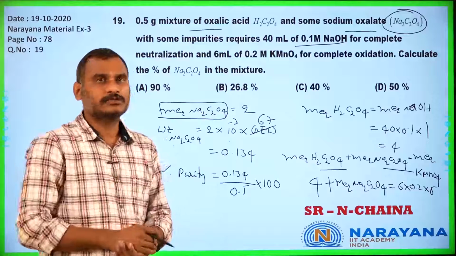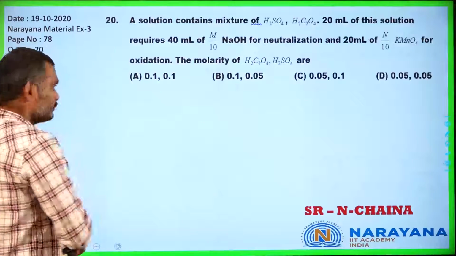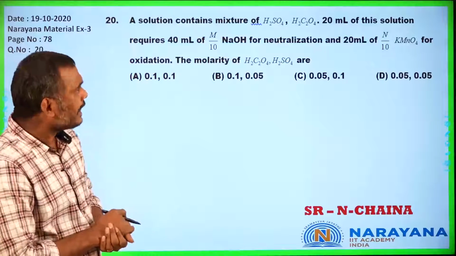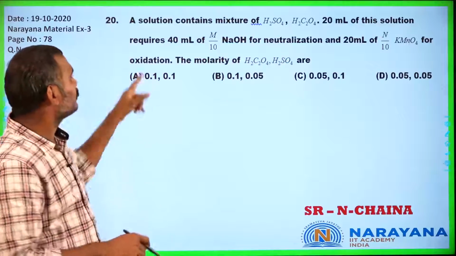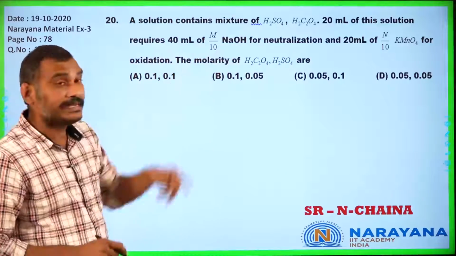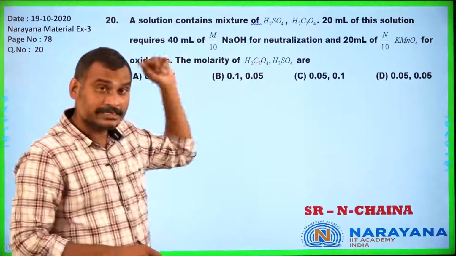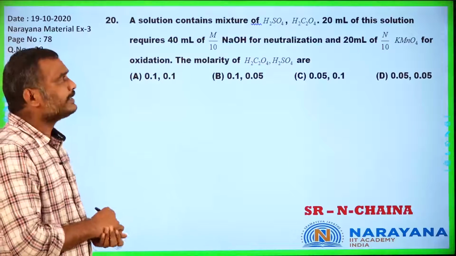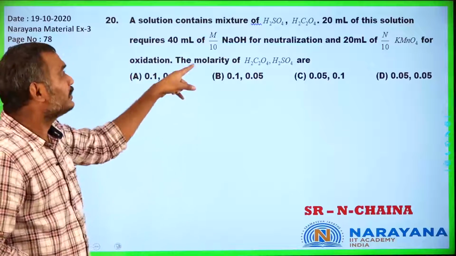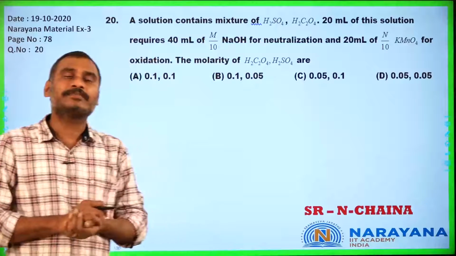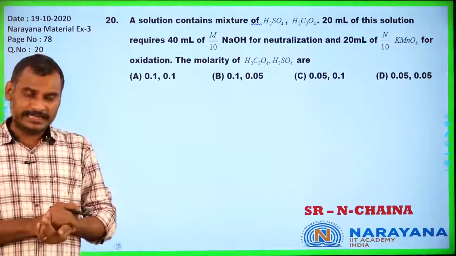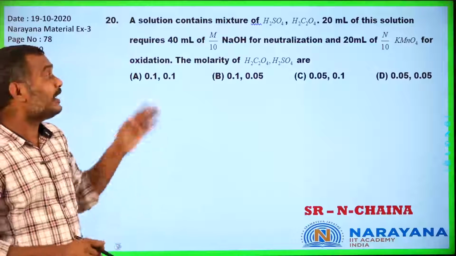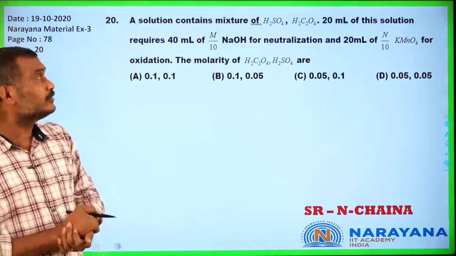Okay. Now you go for the next question, student. A solution contains a mixture of H2SO4 and H2C2O4. 20 ml of this solution requires 40 ml of M by 10 NaOH for neutralization, and 20 ml of N by 10 KMnO4 for oxidation, as in the previous example. Now this time he doesn't want any weights or percentage purity. He wants to ask the molarity of the given solutions.